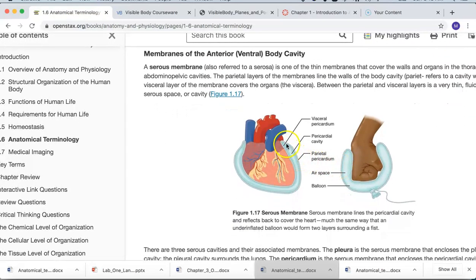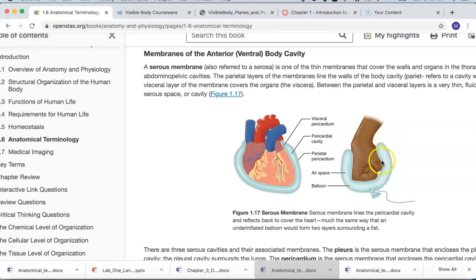Here is a good example of them. If you imagine a balloon and a fist pushing into it, imagine the fist is the heart. This is kind of what this membrane looks like. There's an interior membrane covering the heart itself here. That's usually called, or it is always called, the visceral part of the membrane, this double membrane. And then it also is connected to an outer part that runs up against the wall of that cavity. Anything that's surrounding the heart, creating that little cavity for the heart to live in. This part of it is known as the parietal part of the membrane.